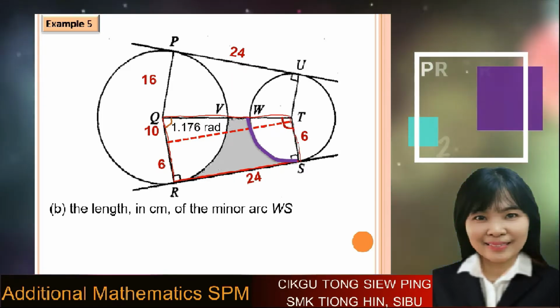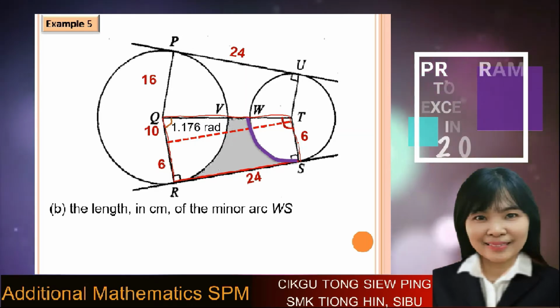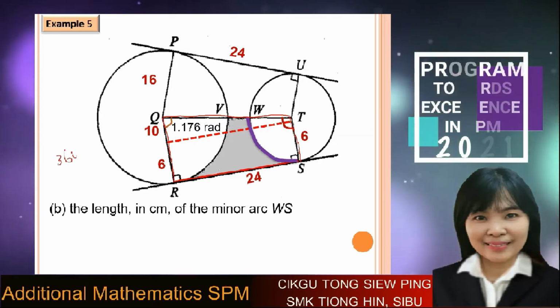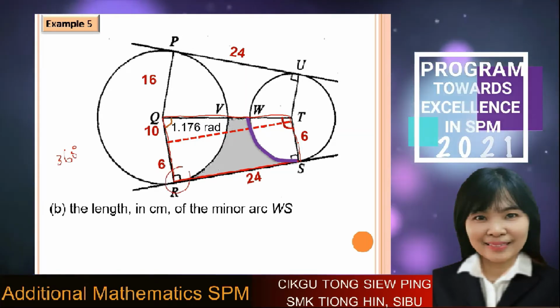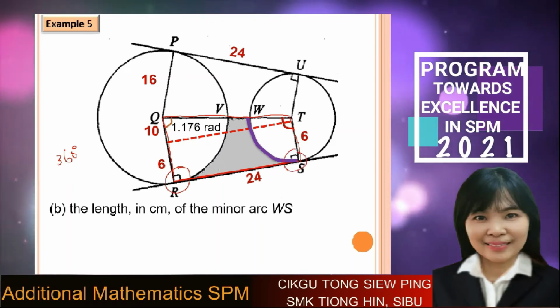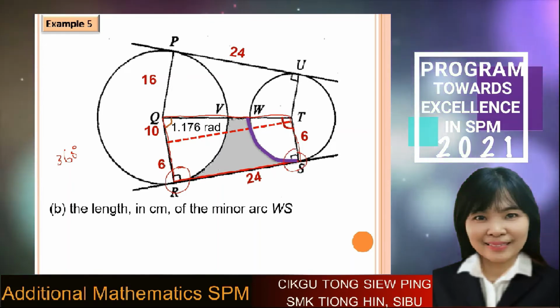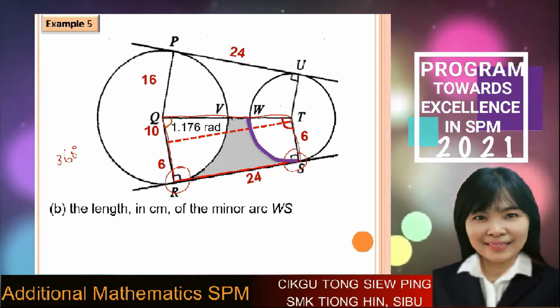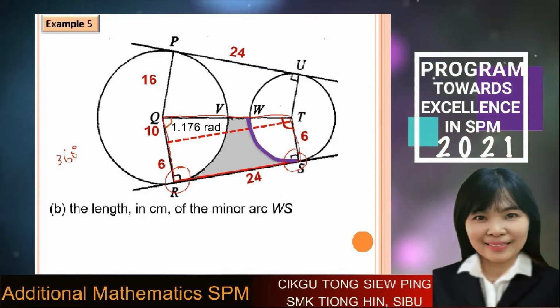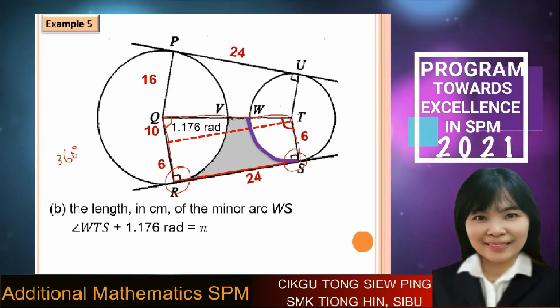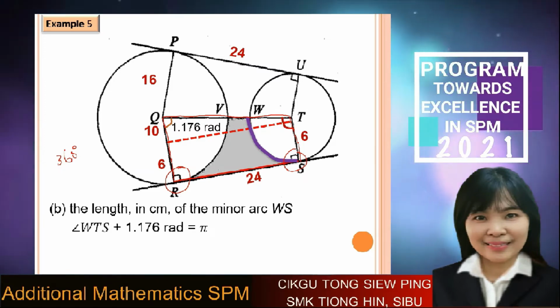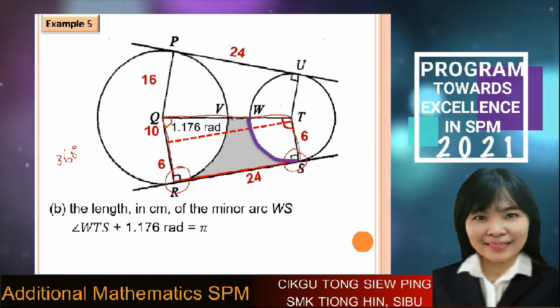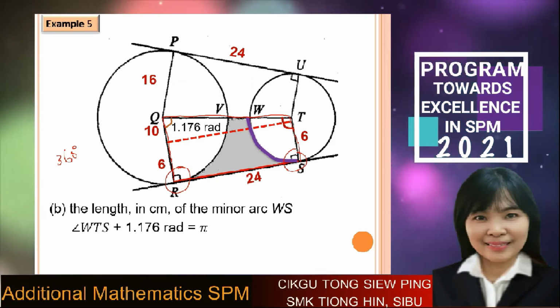The sum of the interior angles of the trapezium is 360. Since here is 90, 90, the sum of this angle RQV and the WTS equals pi. Therefore, we can have this: angle of WTS plus 1.176 radian is equal to pi.